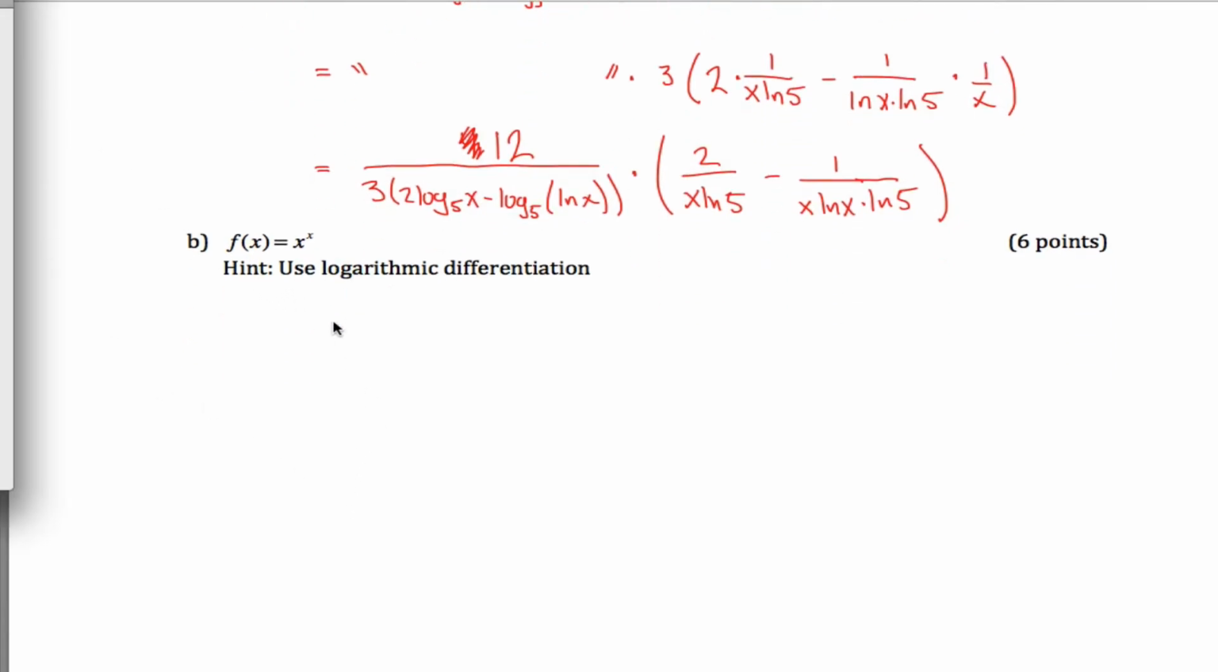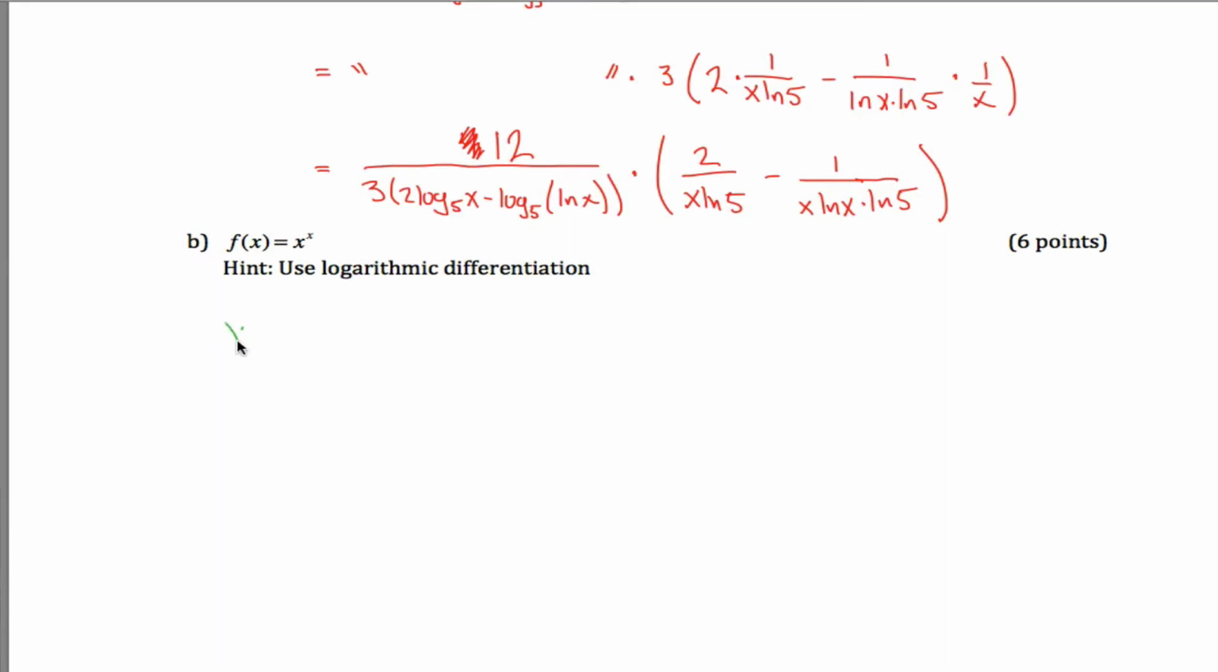Moving on. f of x equals x to the x power. Find the derivative. This is one where it's easy to get no credit, not even partial credit, because if you try to use the power rule or something, you can't even show me all the skills you have. Power rule doesn't apply here. This is a variable with a variable right up in the exponent.